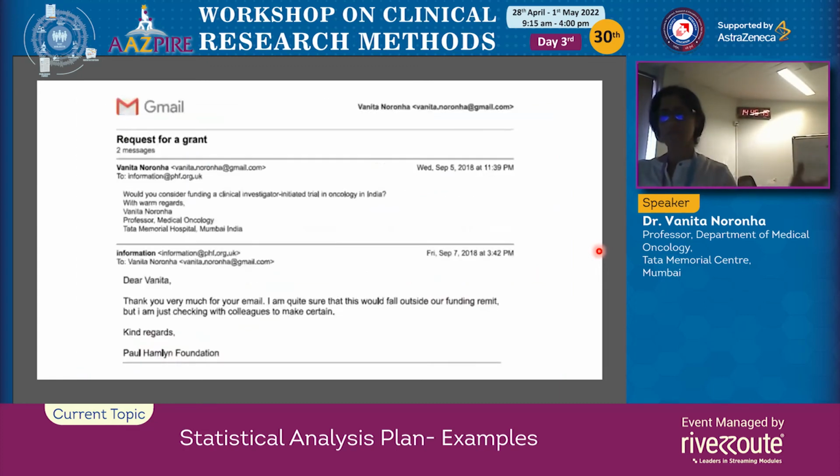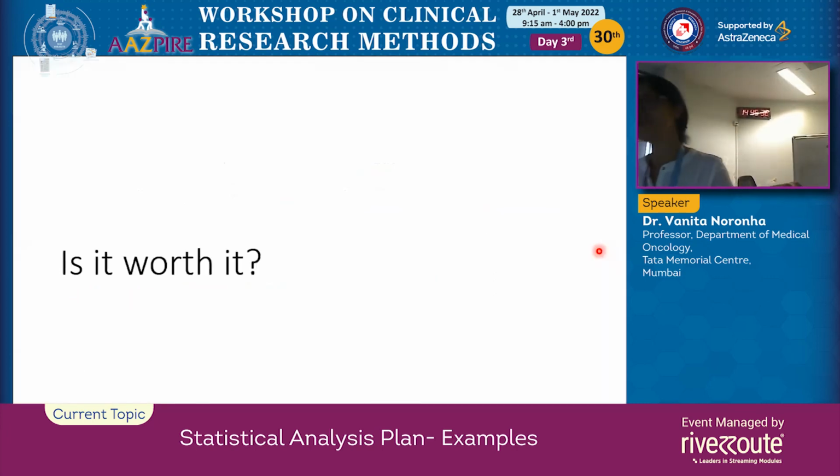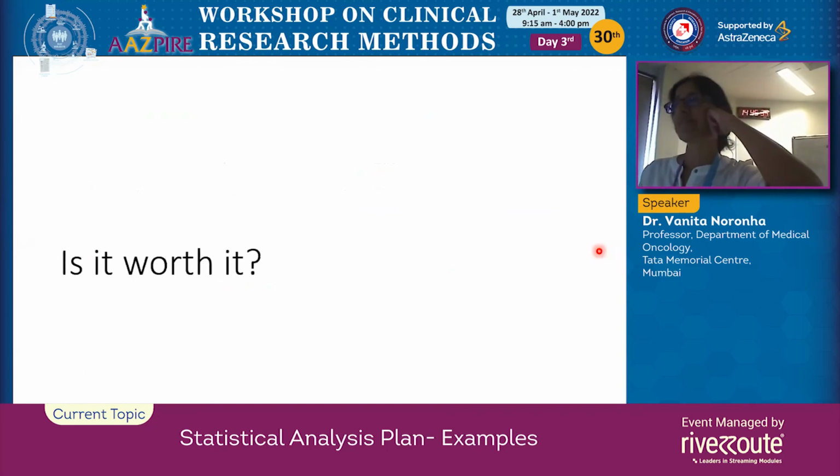So I applied to all sorts of things, and all of this takes time, right? I found some Paul Hamlyn grant. I emailed them. I said, will your foundation give us a grant? They said, really not. We are somewhere in the US. There is absolutely no way. So at the end of it, is it worth it?